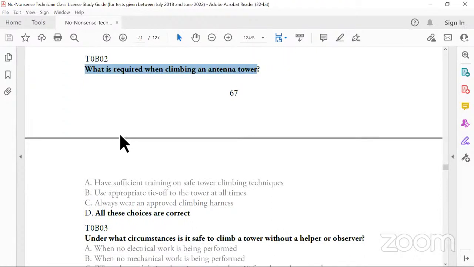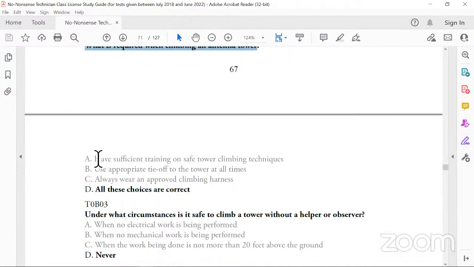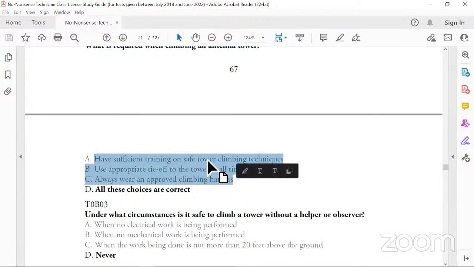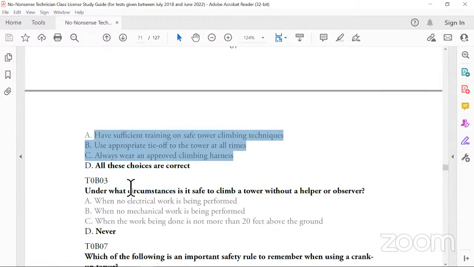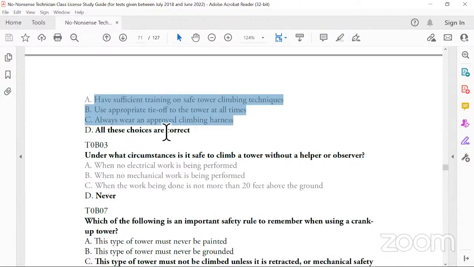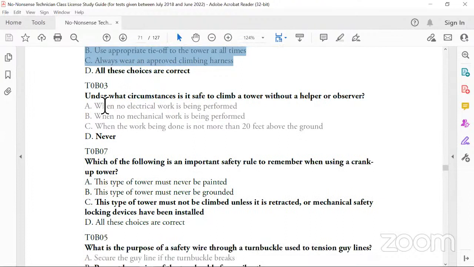What is required when climbing an antenna tower? Well, all of these things are required. You need to have sufficient training on safe climbing techniques. You also need to have tie-offs in case you fall. So you tie off to the tower at all times and always wear an approved climbing harness. Most important. All those are correct.